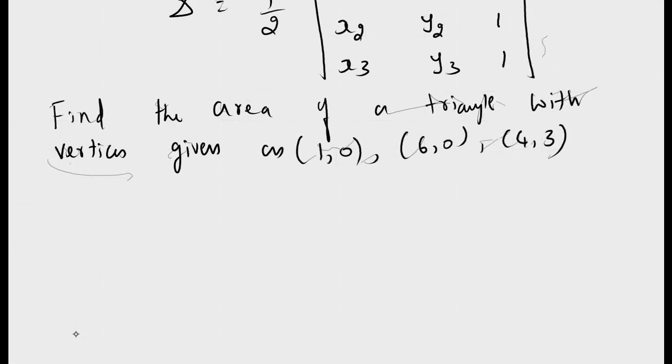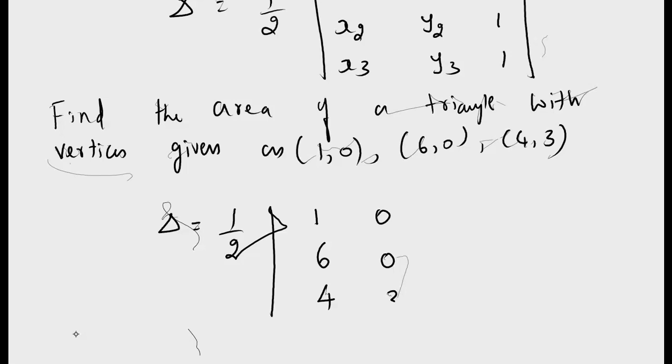You'll just have to substitute the values for x1, y1, x2, y2, x3, y3, expand the determinant and find the value. That's it. So delta is equal to half into the determinant. Let me fill in x1, x2, x3: x1 is 1, x2 is 6, x3 is 4, y1 is 0, y2 is 0 and y3 is 3, then 1, 1, 1. Now let us expand this.